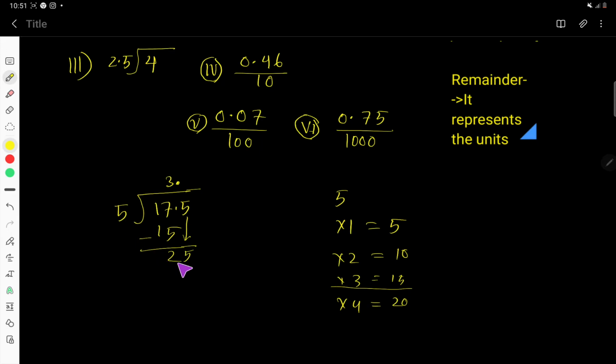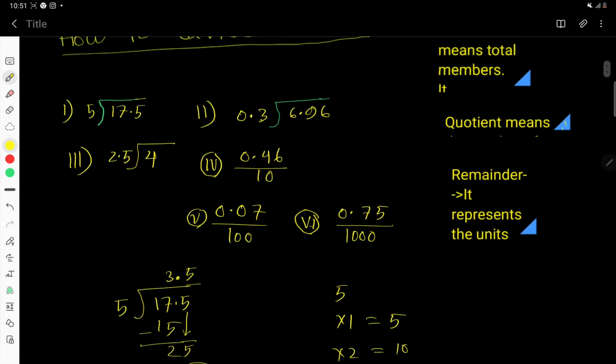5 goes into 25 how many times? You know that 5 times 5 gives us 25, right? So 5 goes into 25 how many times? 5 times 5, 25, 0. So from this example, now you have learned how to divide a decimal number by a whole number.